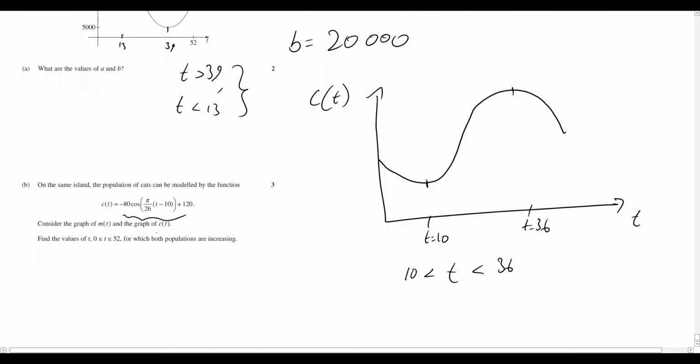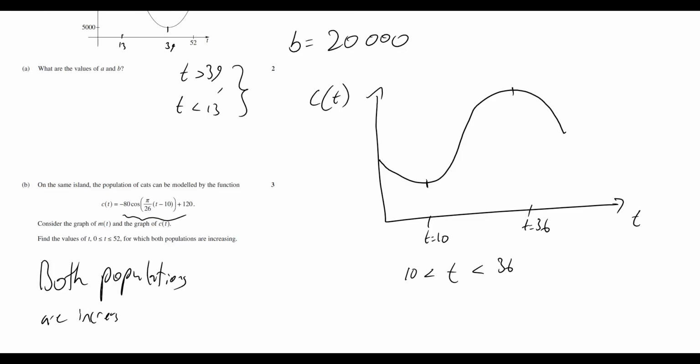So now we can say that both populations are increasing when t is between 10 and 13. So we'll say t is greater than 10 and less than 13. So that's going to be our answer for part B there. So it's a good 3-mark question there.